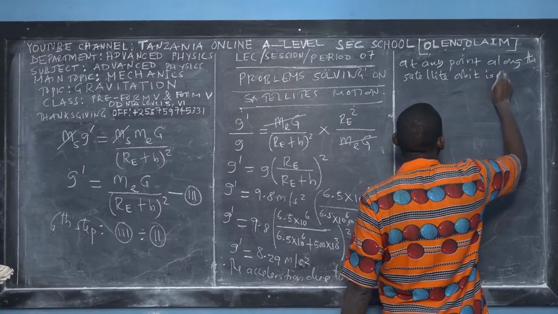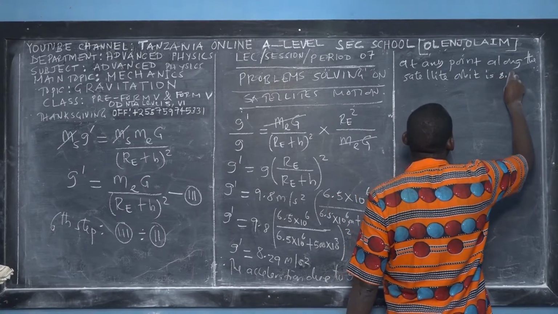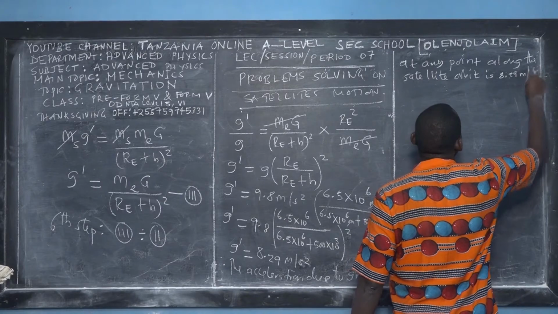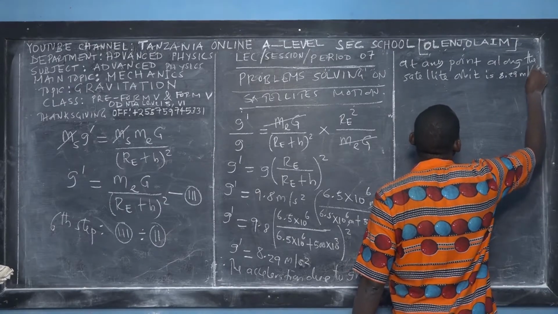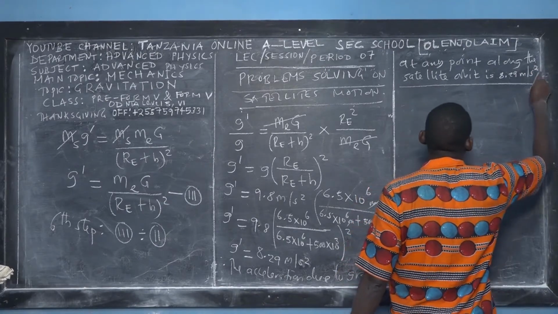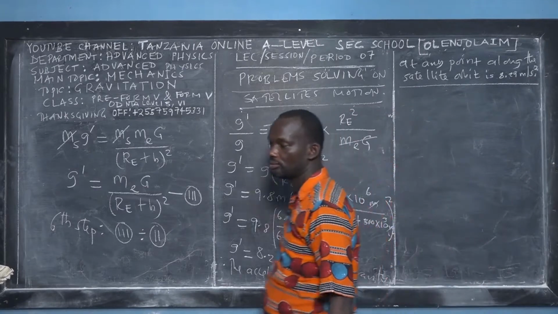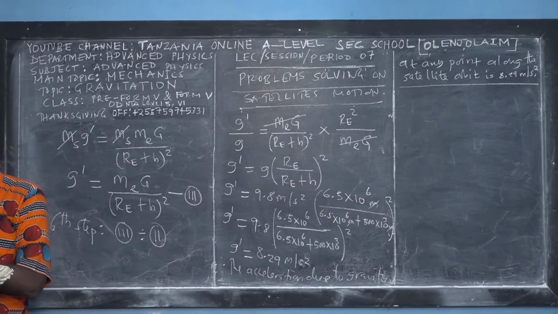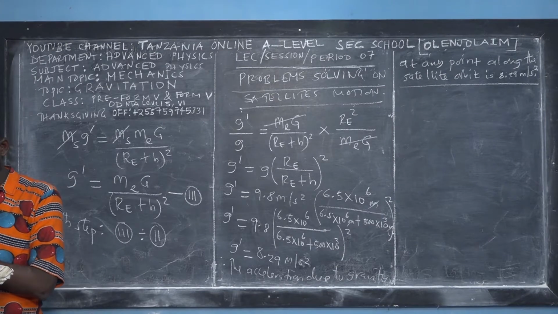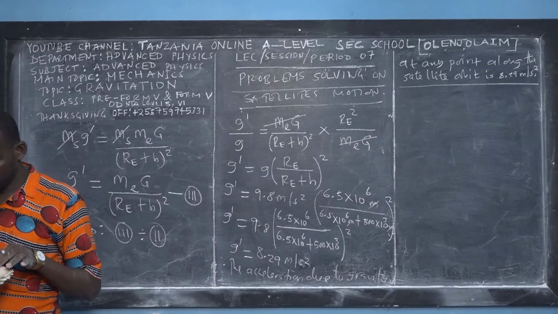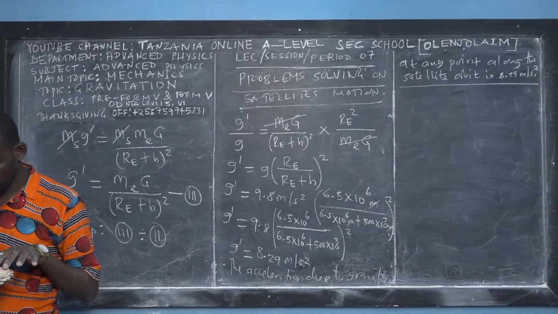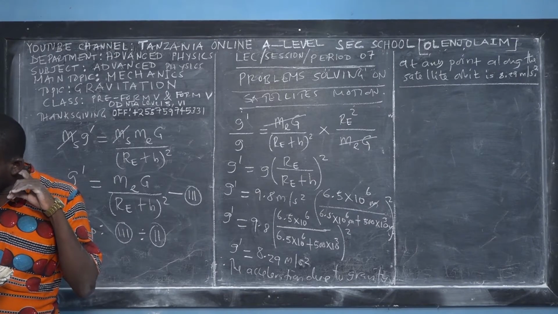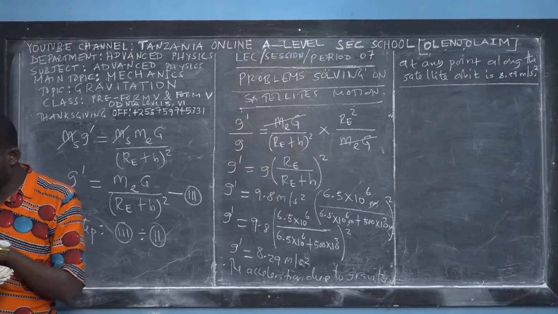So G is 8.29 meter per second square. Make sure that you get that value. Okay? Interesting. So that's the value of acceleration due to the gravity.